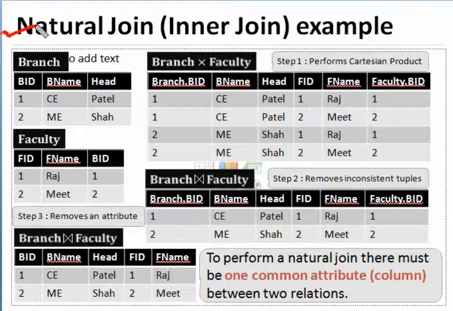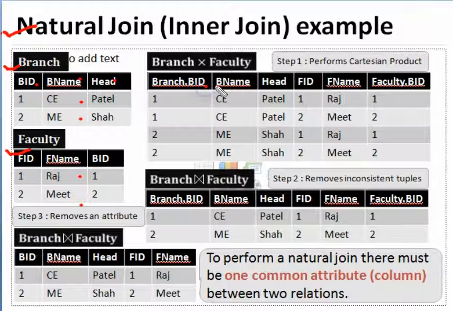Here we have a natural join example. Closely study this example, as we have already studied the student and result example in the previous slide. Here we have branch and faculty. First we perform the Cartesian product. In a Cartesian product we get the addition of the attributes and the multiplication of the tuples. Here we have 2 tuples and 2 tuples, so in the result we should have 4 tuples.